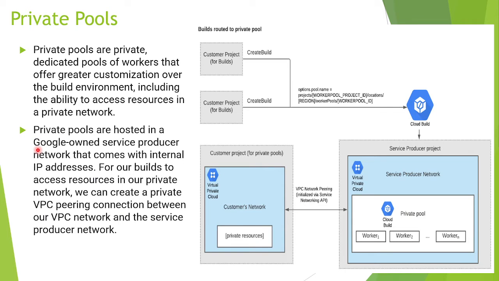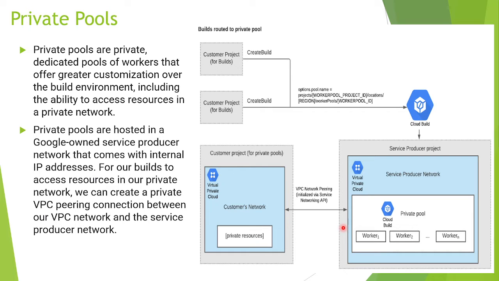After that, private pools are always hosted in a Google-owned service producer network. It is a Google-owned network where the private pools are hosted, and it comes with internal IPs. So for our build to access resources in the private network, we create a VPC peering connection between our VPC network and the service producer network. This is the Google network in which our private pool has been created, and in which Cloud Build is running our build steps. From here we want to access our VM or our Cloud Storage, so we have to create a peering.